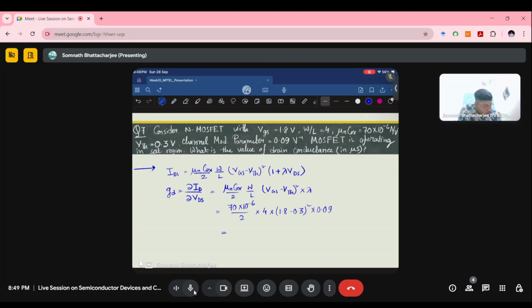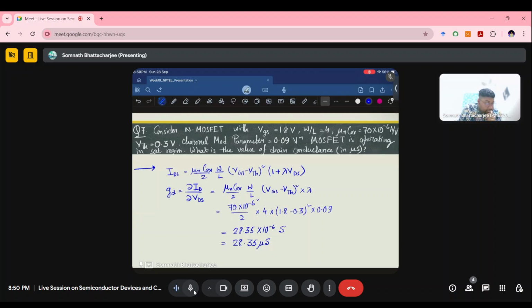So as they have already mentioned, to get the value we'll just remove this part, I guess. So 35 times 4, 35 times 4, 1.8 minus 0.3 whole square multiplied by 0.09. So it is nothing but 28.35 into 10 to the power minus 6 Siemens, and this will be 28.35 microsiemens.